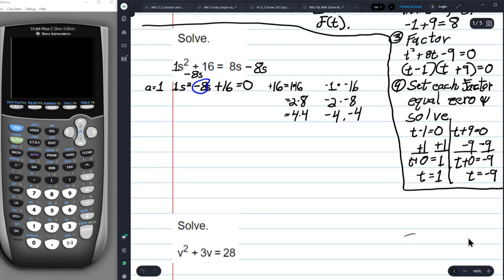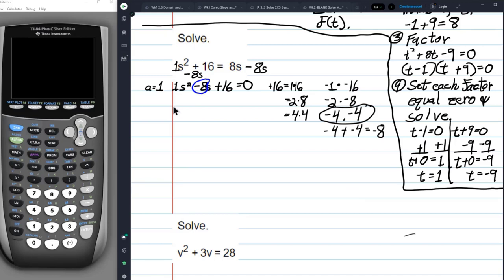Okay. Now, which pair adds up to negative 8? Well, I'll tell you, if you add all these together, you will find that negative 4 plus negative 4 is the only pair that equals negative 8. So that tells me that these are the numbers I'm going to use.